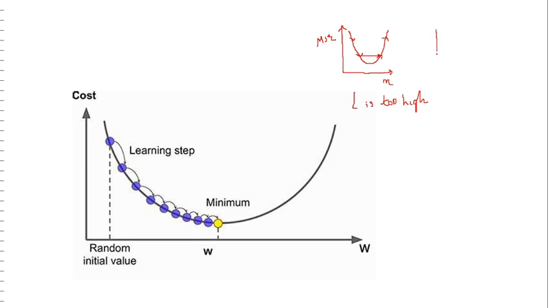There could be the other case where my L is too low. Now what should happen in this case? Let us see. Again we have plotted m and MSE. If my L is very small, my step sizes are very small. I'll reach global minima, but it will take a lot of time, and hence our convergence is slow. So a proper value of L has to be selected. I hope it's clear.